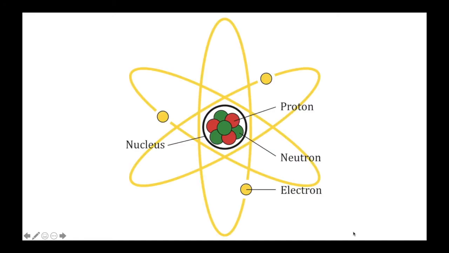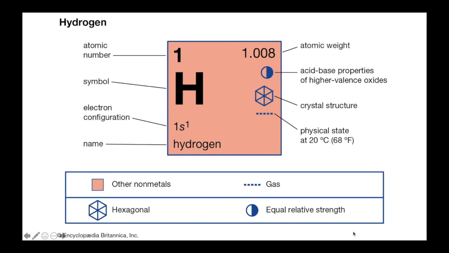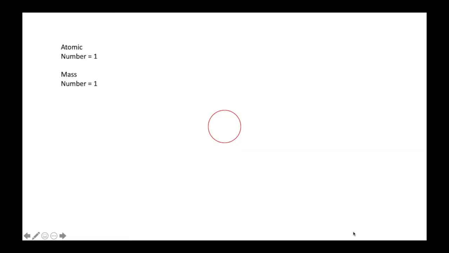So this is a very simplistic one, looking at the structure of atoms, and we might talk about the information that's in the periodic table and how we can use that information, like the atomic number and the mass number, to calculate the number of protons and neutrons that you might find in the nucleus of an atom.